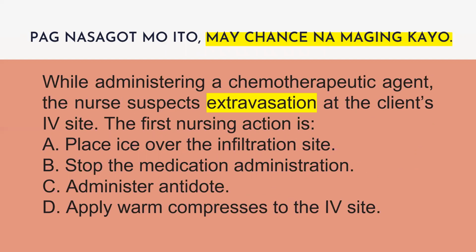While administering a chemotherapeutic agent, the nurse suspects extravasation at the client's IV site. Nagkaroon ng leakage, subcutaneous tissue, yung chemotherapeutic agent. The first nursing action is, ang nasa isip agad natin, vesicant ito. A, place ice over the infiltration site. B, stop the medication administration. C, administer antidote. D, apply warm compresses to the IV site.